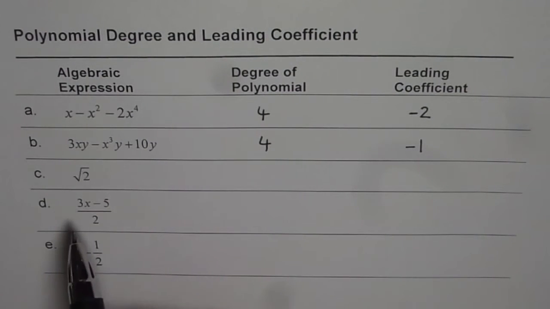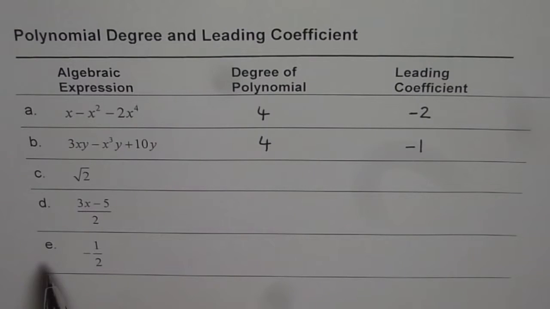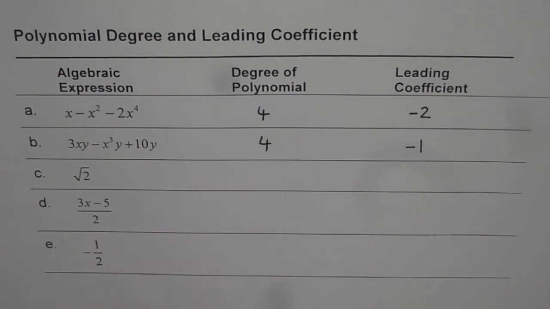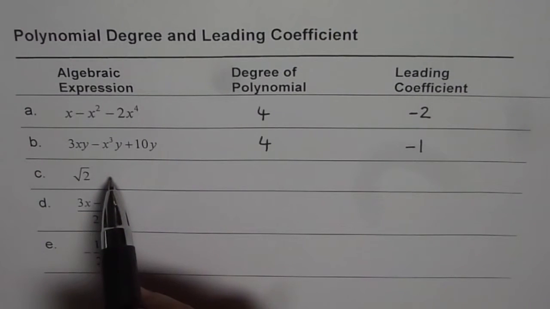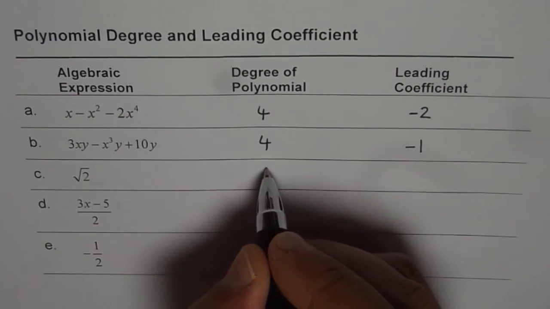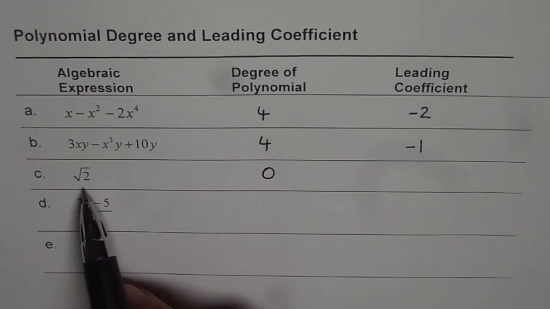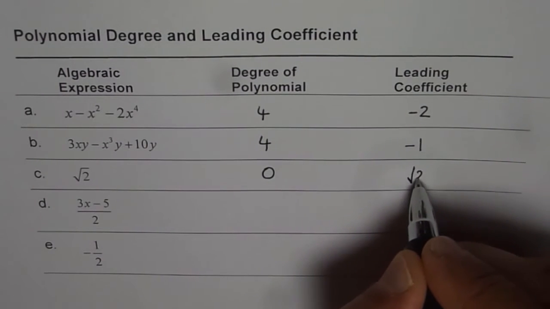C is square root of 2. Now square root of 2, is it a polynomial? Yes, it is. Here you could think about any variable with exponent of 0. So that variable with exponent of 0 gives you degree of 0, right? So we get here degree of the polynomial is 0. This polynomial is actually a monomial, a constant, just one term. So the leading coefficient here is square root of 2.